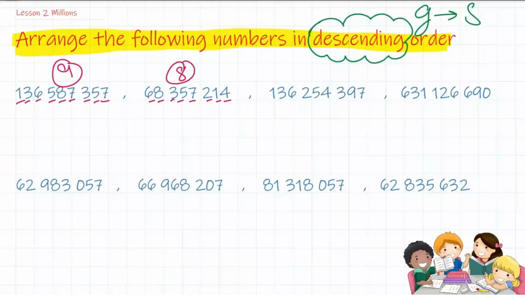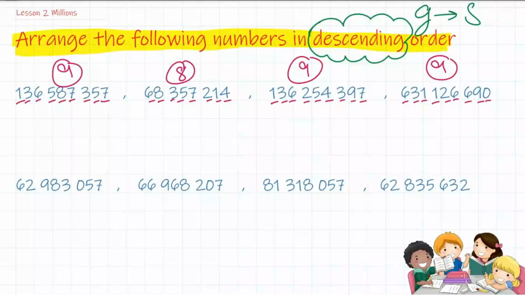Let's move to the next number. 1, 2, 3, 4, 5, 6, 7, 8, 9 digits. And we have the last number here, 1, 2, 3, 4, 5, 6, 7, 8, 9 digits as well. So we're going to arrange it from the greatest to the smallest. To find the greatest number, you have to compare between these three digits.